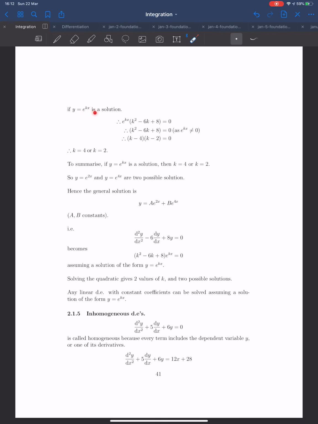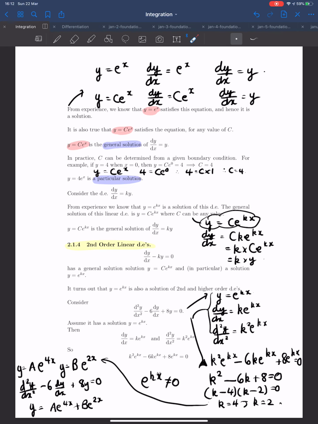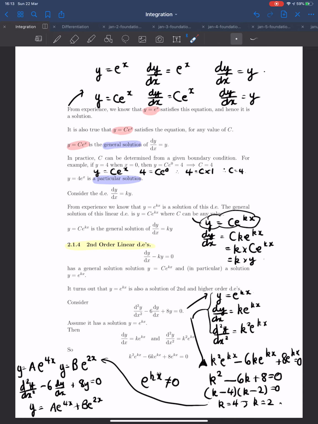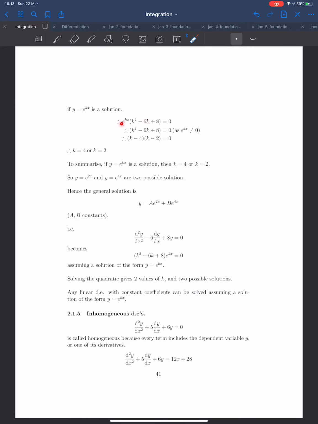So if y equals e to the kx is a solution, then k squared times e to the kx minus 6k e to the kx plus 8 e to the kx is 0. So we divide through by e to the kx, and then we factorise, and you get k is 4 or k is 2. So the general solution is y equals A e to the 2x plus B e to the 4x.